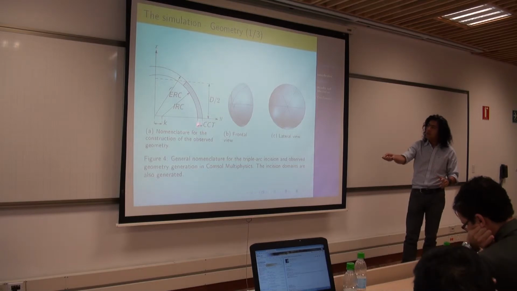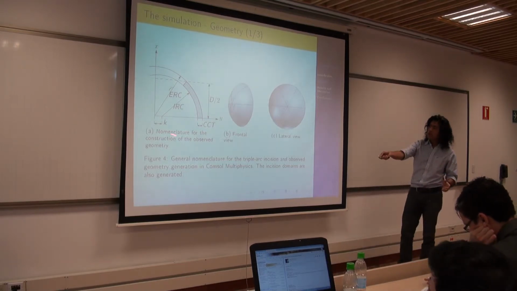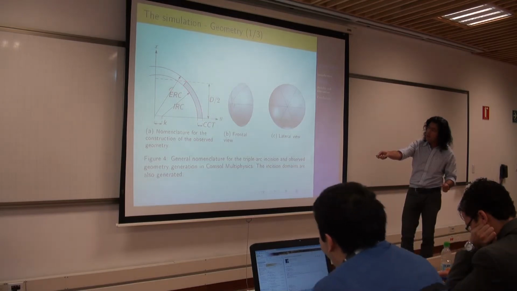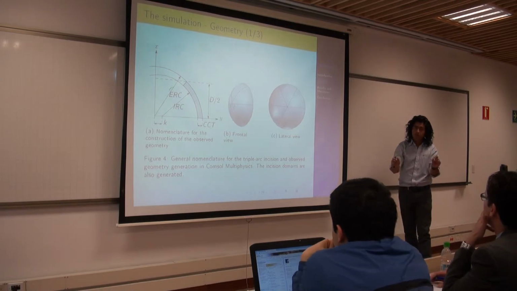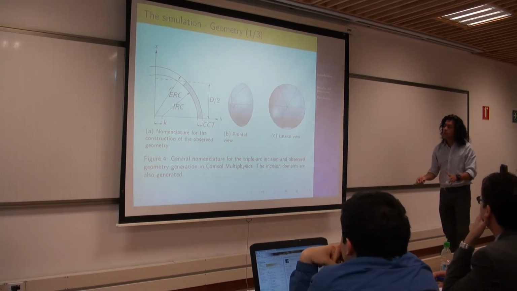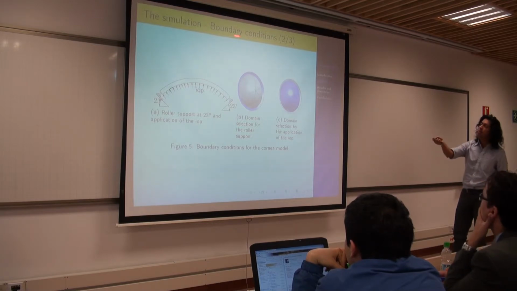The parametrization, the parameters are really well known in the literature. So we take this shaded area and we rotate it, and we have here a hemispherical shell structure. With our geometry, we move on to the second step, which is the boundary conditions.